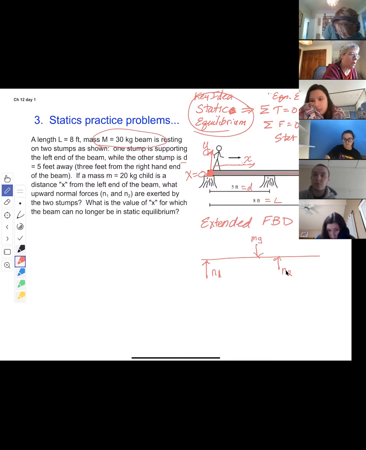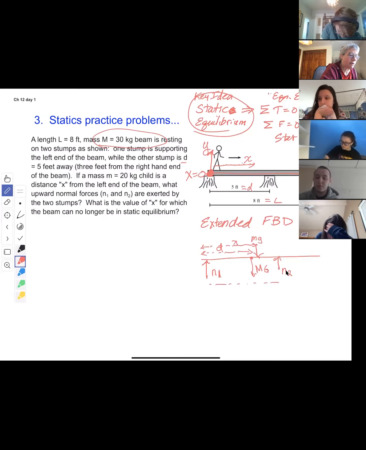And then the whole object with length L is going to have, I'll call it this way, a force mg, and that would be distance d. Here we go, a distance x, okay, and the distance here for N2 would be L, okay. So the idea is to maintain the distance information in your free body diagram.